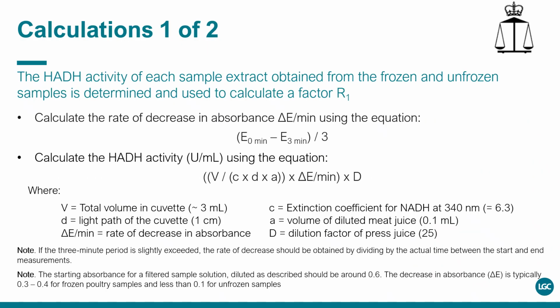The HADH activity of each sample extract obtained from the frozen and unfrozen samples can be determined and used to calculate a factor R1. The first step is to calculate the rate of decrease in absorbance over 3 minutes. This is done by subtracting the absorbance recorded after 3 minutes from the absorbance recorded at the start of the reaction and dividing that value by 3. Using the rate of change in absorbance, it is possible to calculate the HADH activity of the sample being measured in terms of units per milliliter by applying the equation shown on the slide.